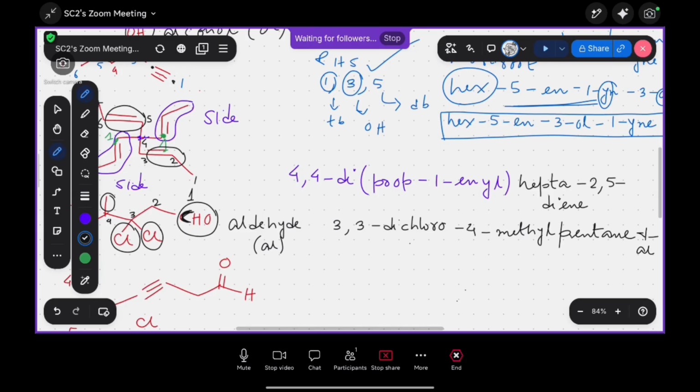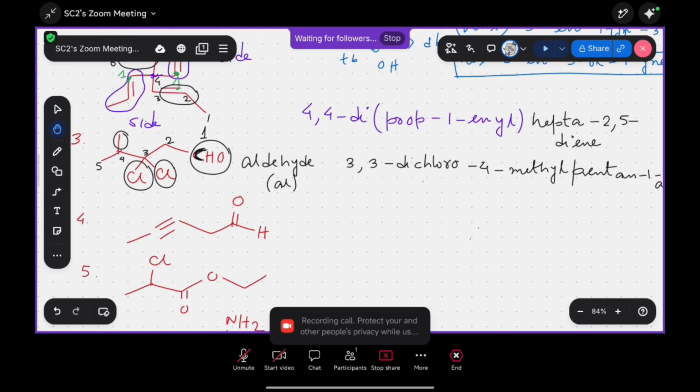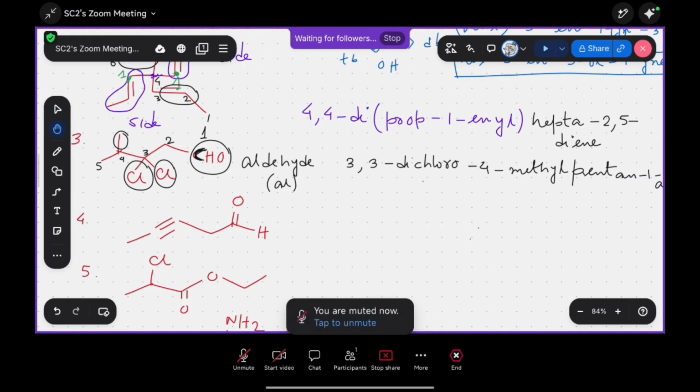But as already said, the e of pentane and the a of al both are vowels. Two vowels cannot be together. That is why what is done? It is pent-an-1-al, or pentanal. 3,3 dichloro 4-methyl pentanal. Now let's move to the 4th example.